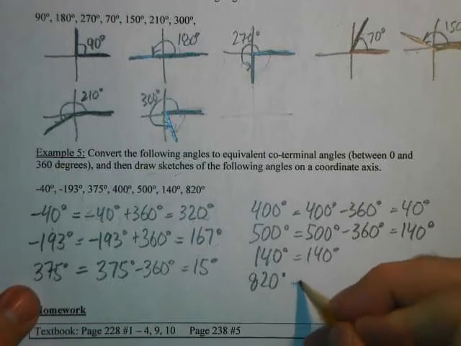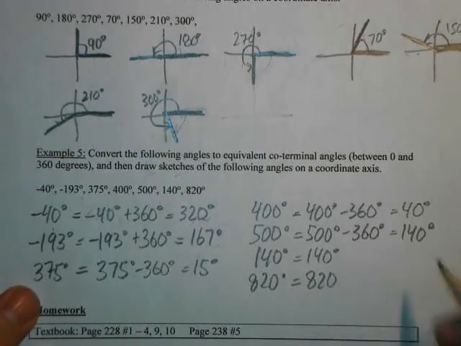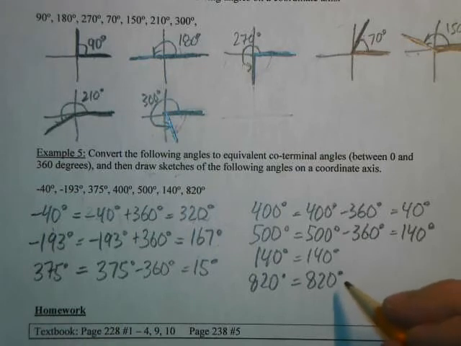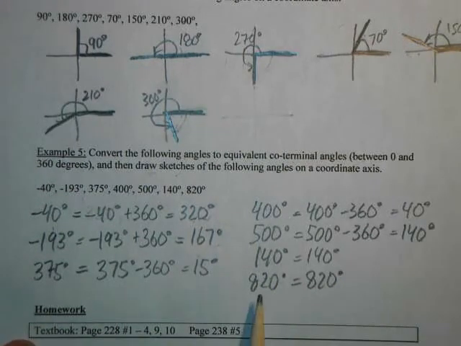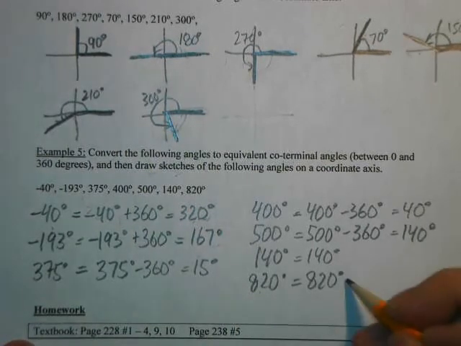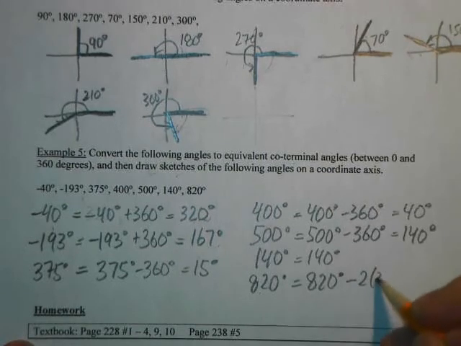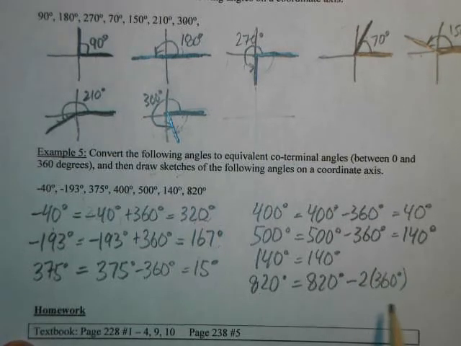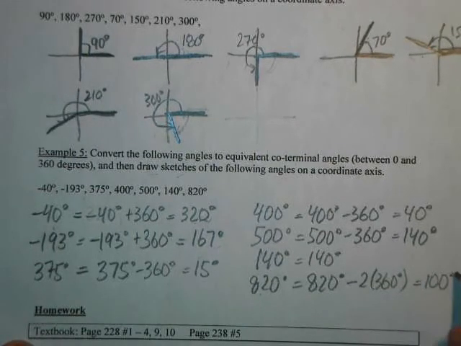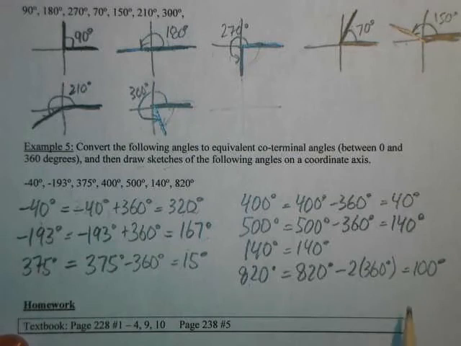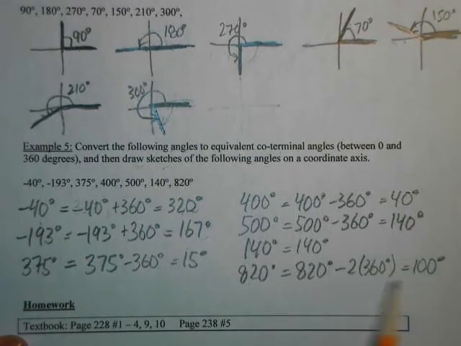So I'm obviously going to have to subtract at least 360, and it looks like one multiple of 360 would not be enough. So I'm actually going to subtract 2 times 360. So that's 720. Subtract that from 820, I get 100 degrees. And that shows us that 820 degrees and 100 degrees are coterminal angles.